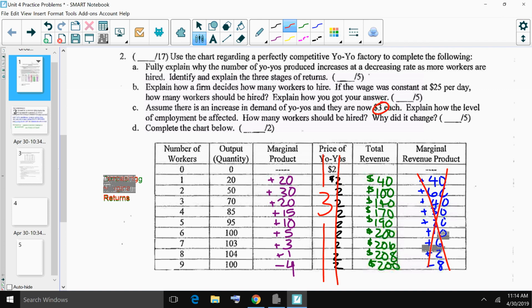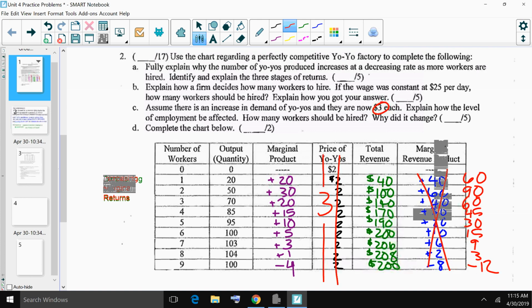So if this is $3, 20 times $3 is going to be 60. 30 times 3 is going to be 90. 20 times 3 is 60. 15 times 3 is 45. 10 times 3 is 30. 5 times 3 is 15. 3 times 3 is 9. 1 times 3 is 3. And this is going to be negative 12. Okay, so there is our new MRP.